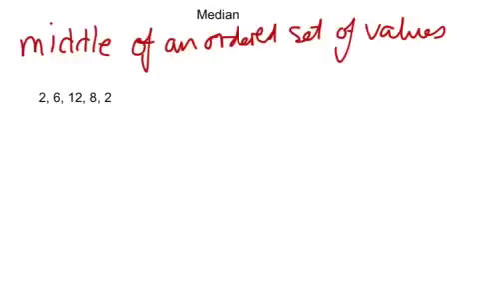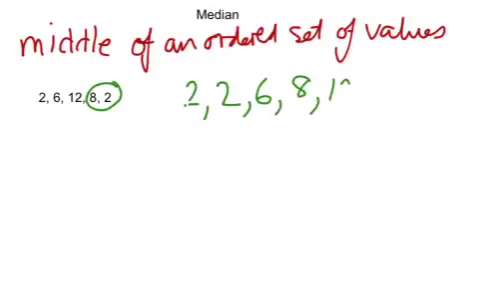So 2, 6, 12, 8, 2. Our first problem here is that these numbers aren't in order. The 8 and the 2 aren't in order. So the very first thing I have to do is reorder them. Write them out again. So I've got 2, then another 2, then a 6, and an 8, and a 12. And so now they're in order. And we want to find the middle one.